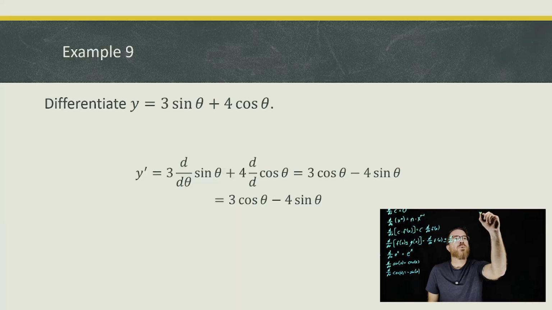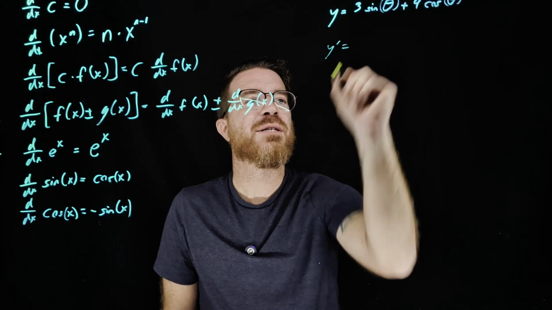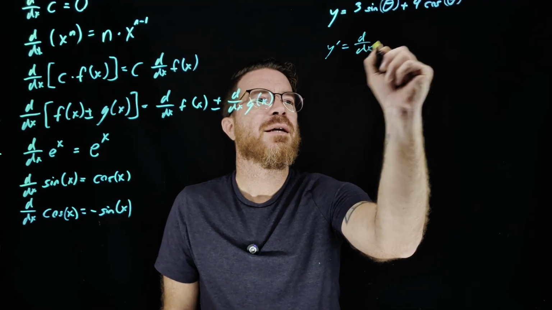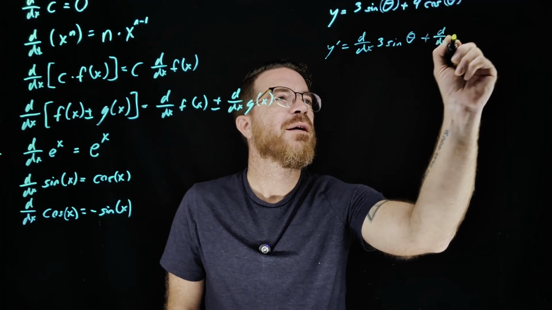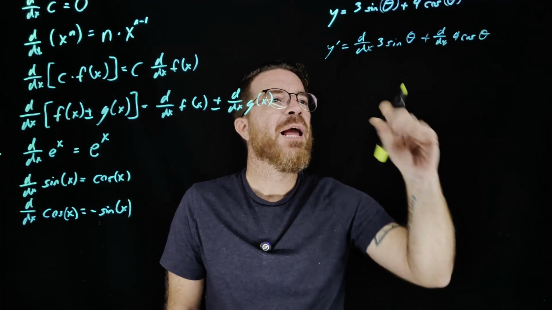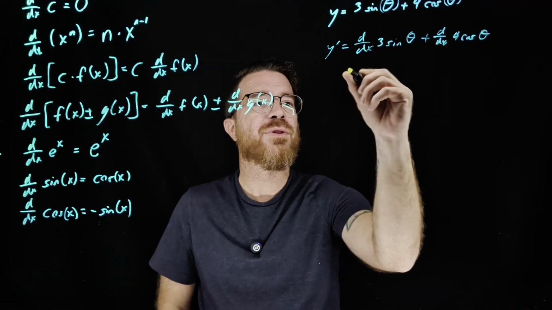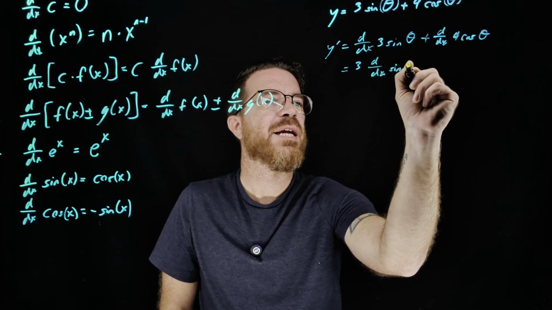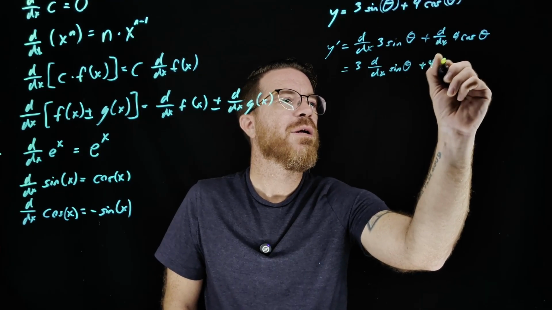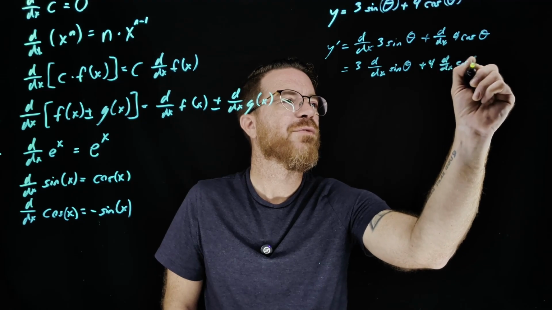If we have the function y equals 3 sine of theta plus 4 cosine of theta, what would be the derivative for this function? First things first, let's do y prime equals d dx of 3 sine of theta plus d dx of 4 cosine of theta. We're going to use our constant rule to pull the 3 and the 4 out. So this is going to be 3 d dx sine of theta plus 4 d dx cosine of theta.